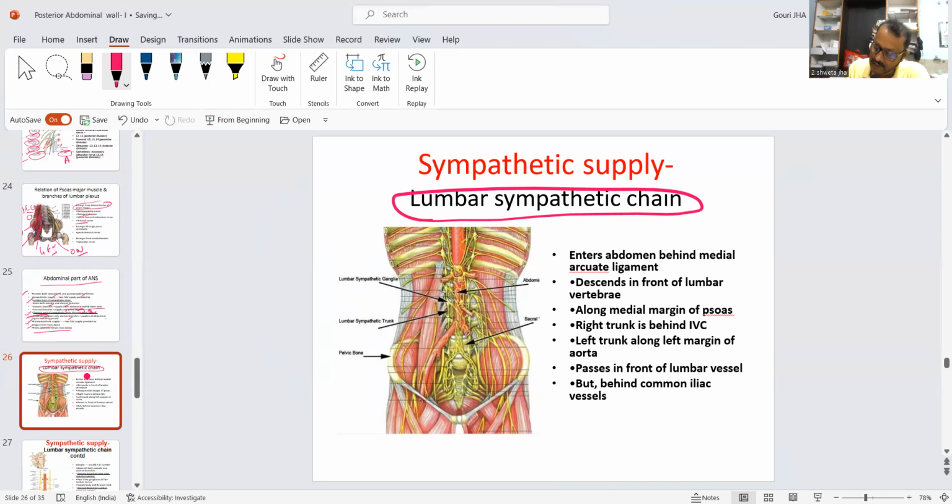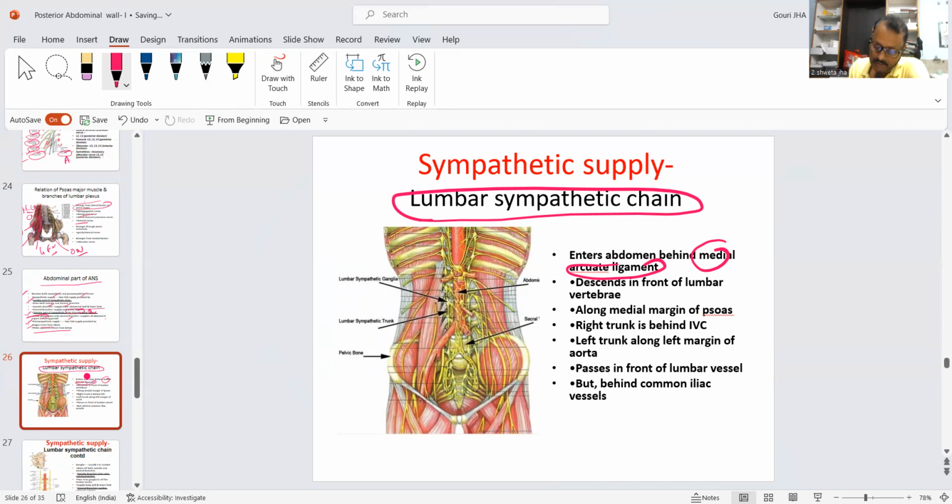Now it will enter the abdomen behind the medial arcuate ligament. And what is this medial arcuate ligament? This medial arcuate ligament is nothing but the ligament of the diaphragm. So it will come behind this medial arcuate ligament, and it will descend in front of the lumbar vertebra.